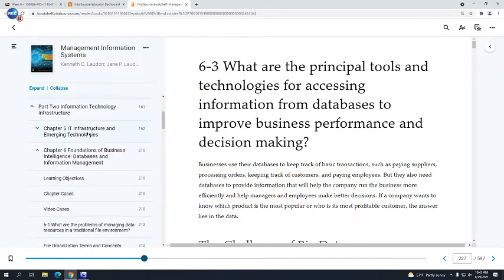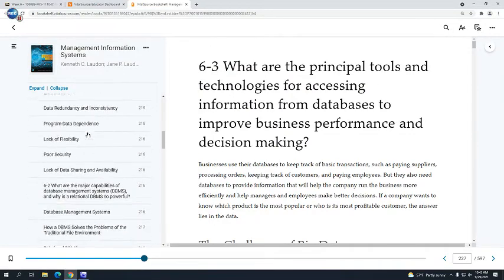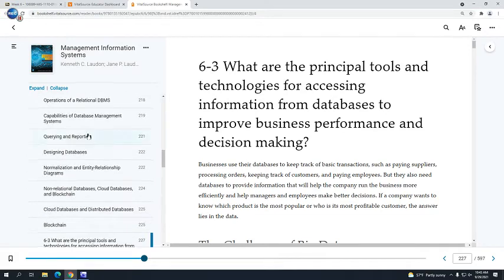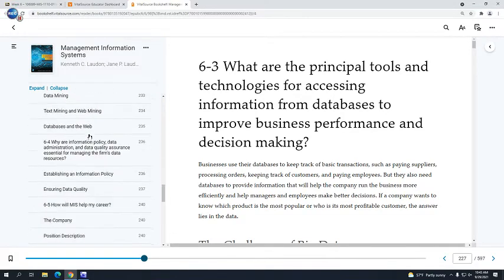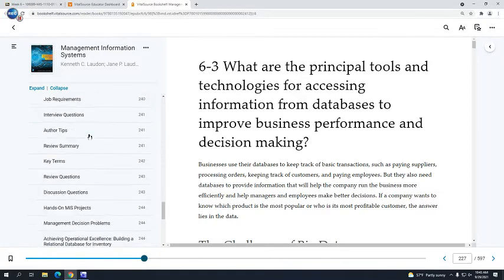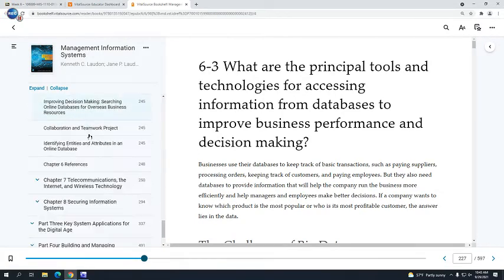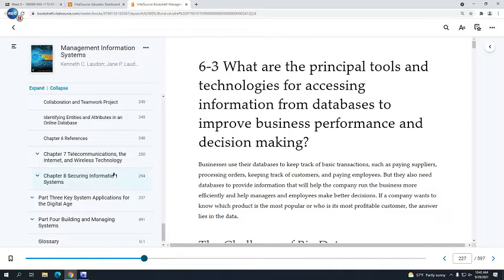Okay, so we were last on chapter 6. We talked about database management systems. A little bit about, so I think we covered most of this, right? Because we started talking about business intelligence and stuff like that.